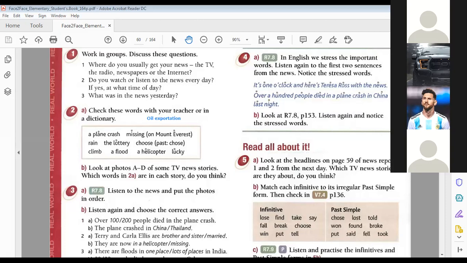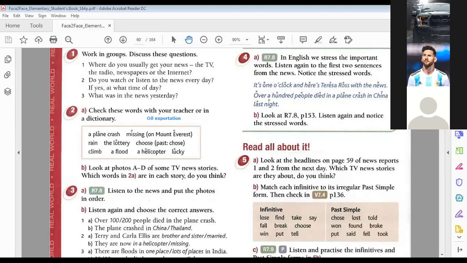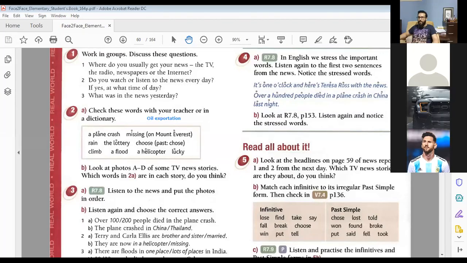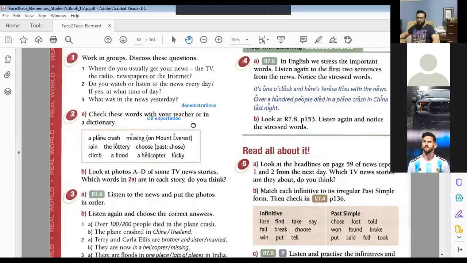So here the question is, what was in the news yesterday, not today? What about yesterday? What was in the news yesterday? When we say demonstrations, how do we say it? There were demonstrations. I'll write it down. There were demonstrations. Oh, okay, this is news. Demonstrations. There were demonstrations.